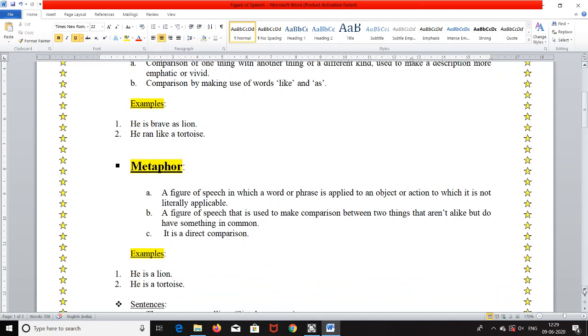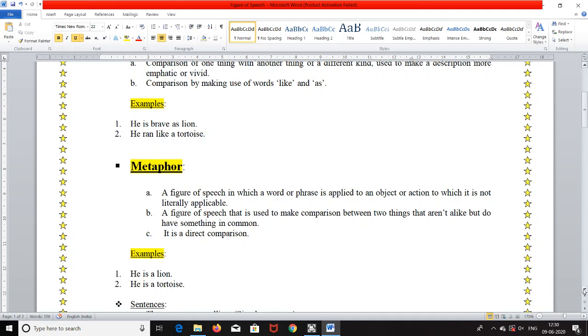So let's check example. He is a lion. Two things, lion and a human being. Another one is he is a tortoise. Again, man and a tortoise. In the first one, we are again talking about the chivalrous aspect of a man, and we are directly comparing this particular man with a lion. So we're saying he's a lion.